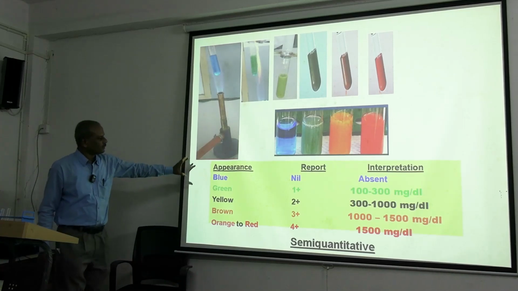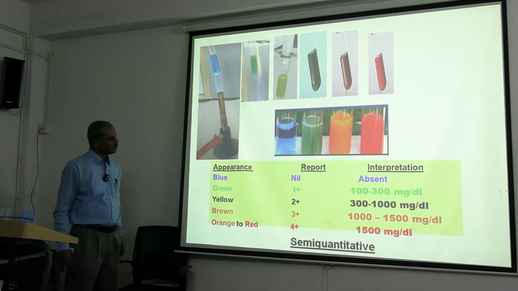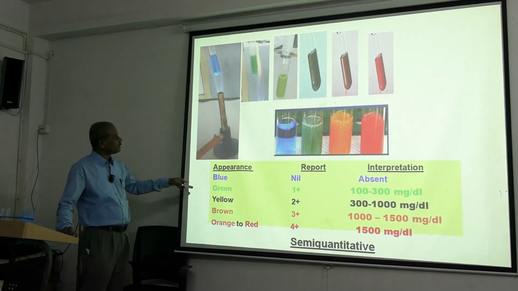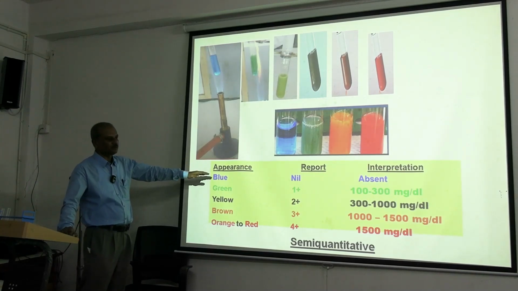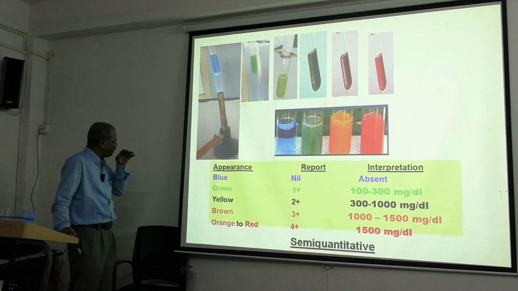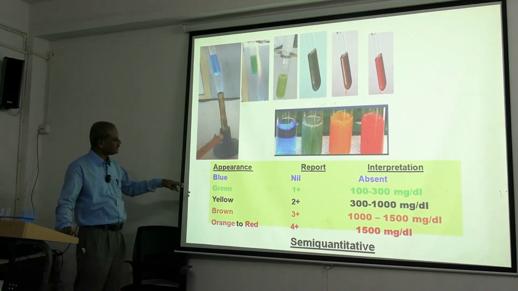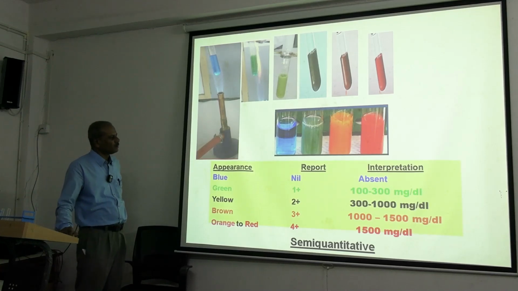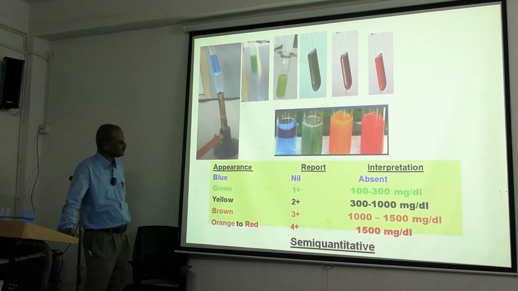So again, that picture, now you note down this one. Note down that if the color remains blue, that means there is no reducing sugar. If the color is green, you mark it as 1 plus. It will be about 100 to 300 milligram per deciliter. If it is yellow, then it is 2 plus, 300 to 1000. If it is brown, 1000 to 1500, and 4 plus is 1500 and above.